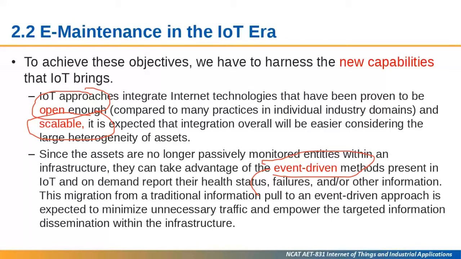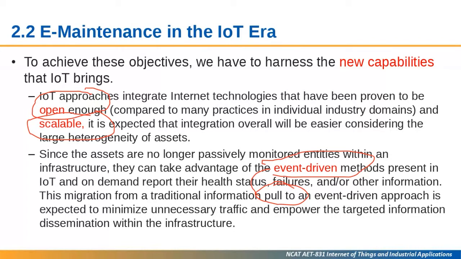Basically, in an event-driven method, the on-demand report, the depot failures, and other information are provided when some event happens. So this migration from a traditional information pull to an event-driven system is expected to minimize unnecessary traffic and empower the target information dissemination with the infrastructure.